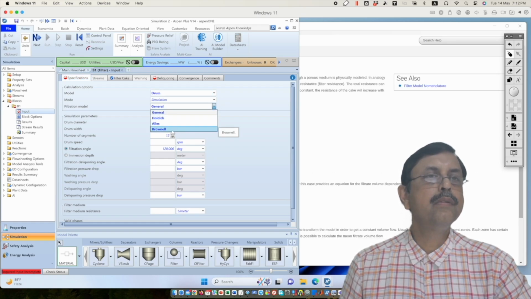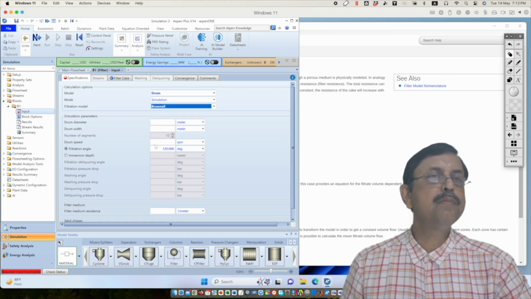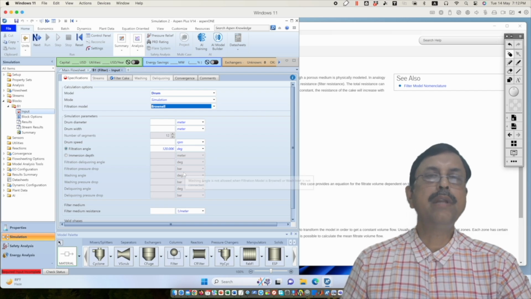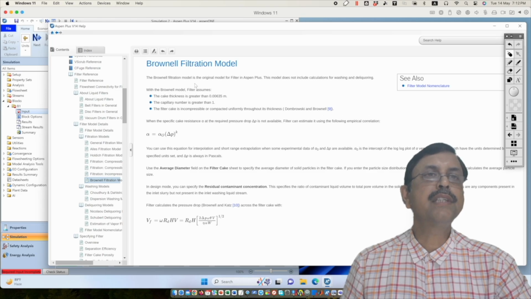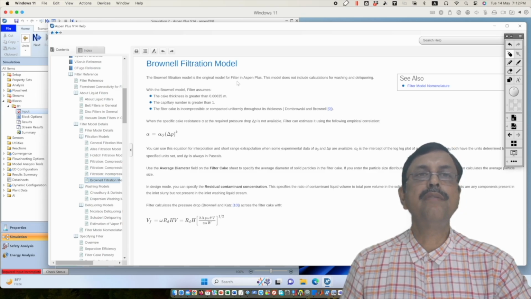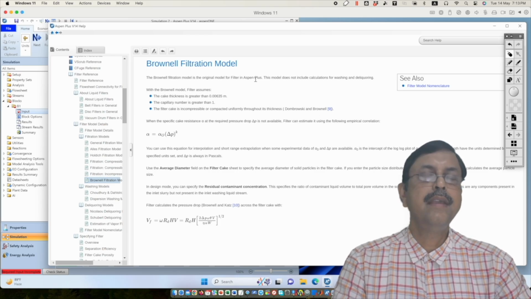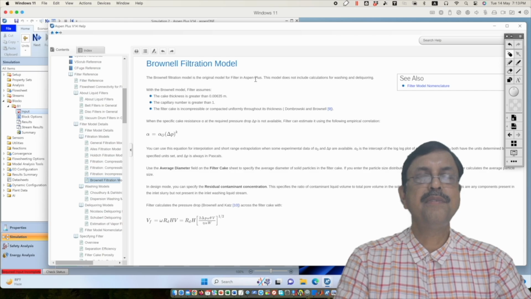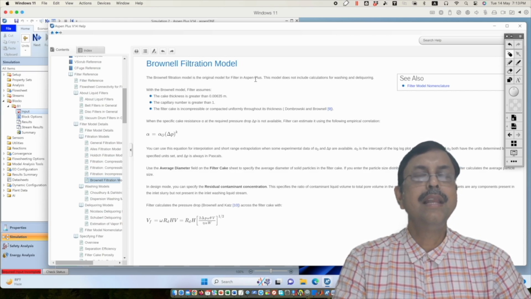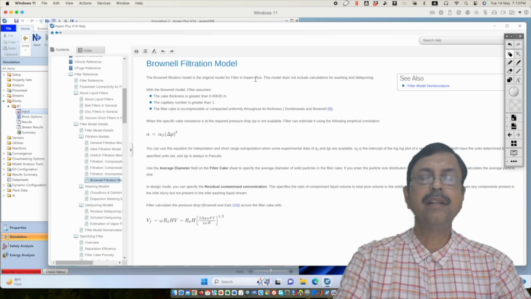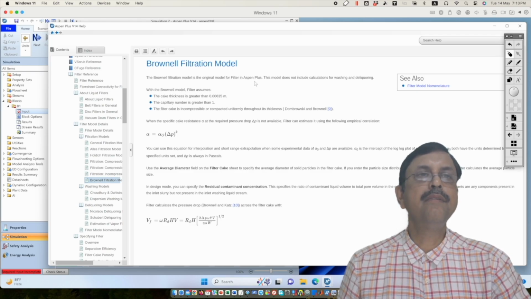Then come to the Brownell model. In the Brownell model, you can see we do not have to provide much information. Brownell filtration model is the original model for filter in Aspen Plus. When Aspen Plus was first introduced, it used a very basic type of filtration model. So the Brownell filtration model it used first. Later, it got complicated and other models have been included in the software. So this is the original model for filtration.